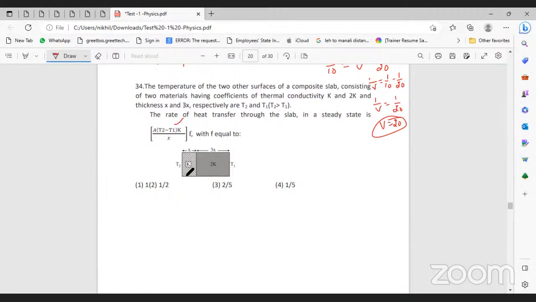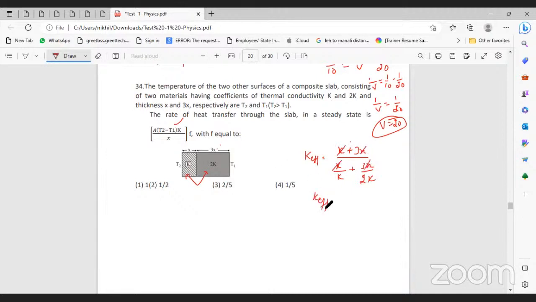Student, if two different materials are used, thermal conductivity one is K, the other one is 2K. Under the steady case, please remember what is the effective thermal conductivity. Effective thermal conductivity is given by the total thickness, X plus 3X, divided by X by K plus 3X by 2K. So X and X will get cancelled out.